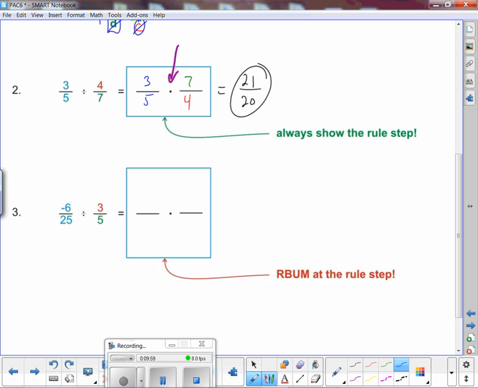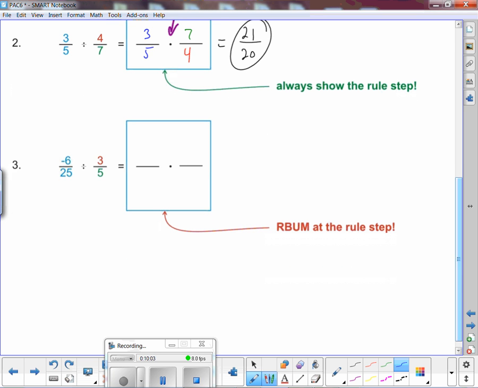Okay, so the second one, number 3 there. All right, not a problem. Do we flip the first one, yes or no? No, just leave it. Negative 26 over 25. Change the division to a multiplication symbol. I've already done that for you. Don't forget when it's you doing it. The 5 goes from the bottom to the top. The 3 goes from the top to the bottom.